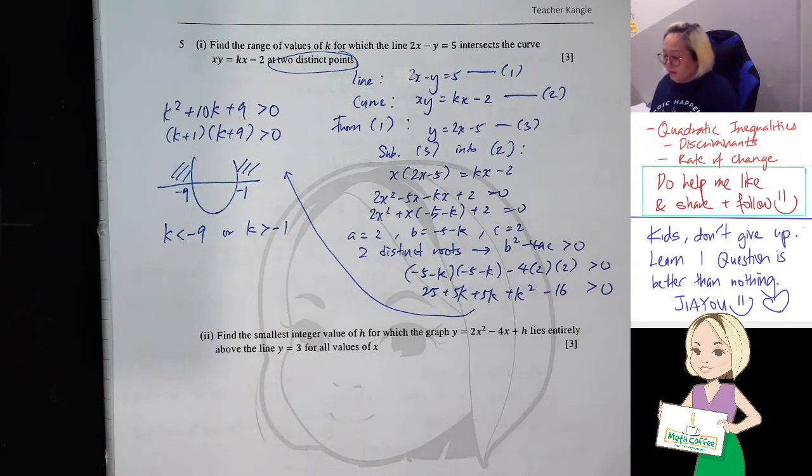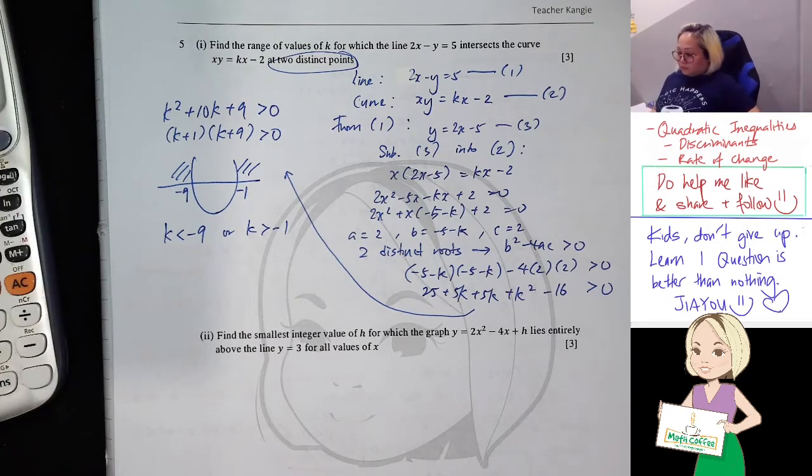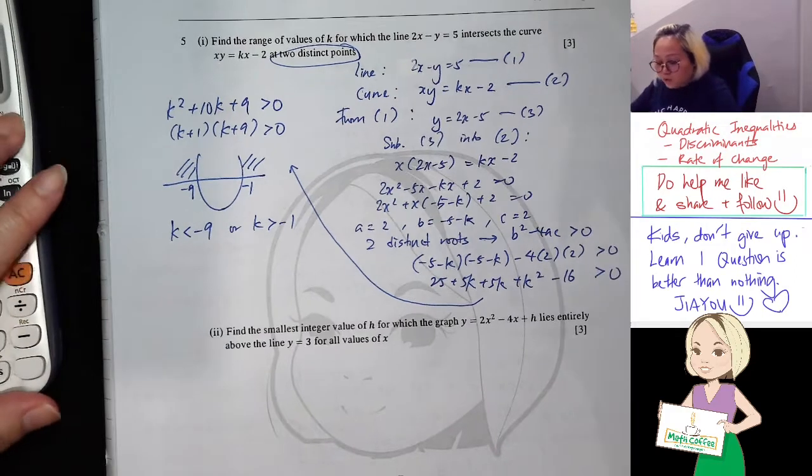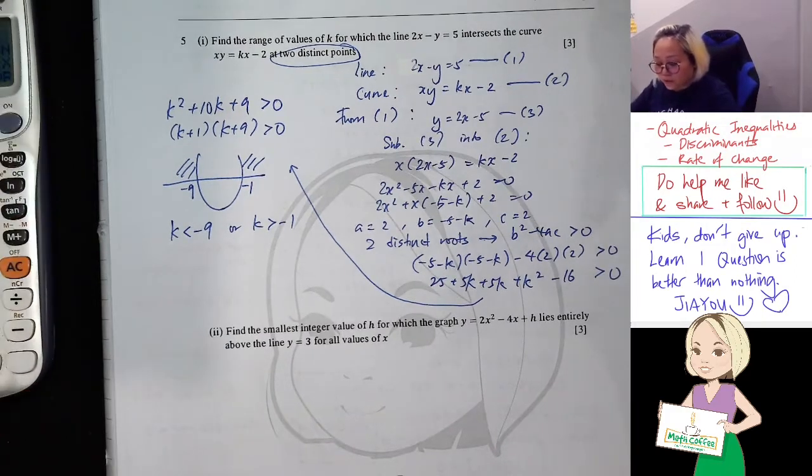Why do completing the square? No, this is a quadratic inequality. There's nothing to do with completing the square. Okay, you're trying to solve for discriminant more than 0. So just do the quadratic inequality can already.